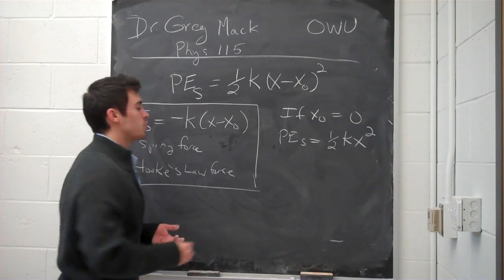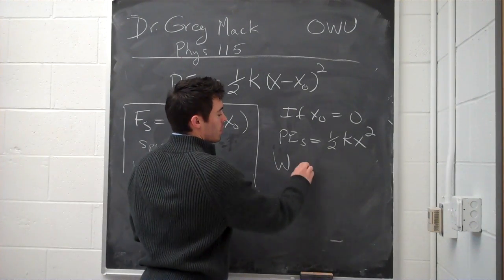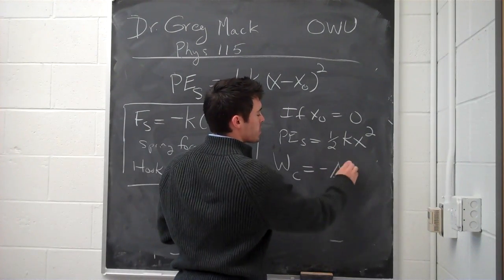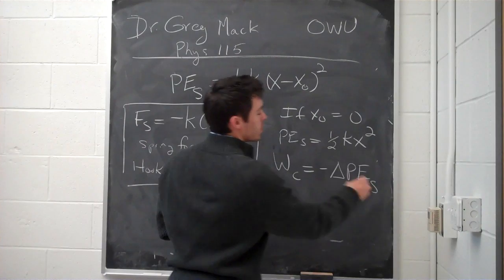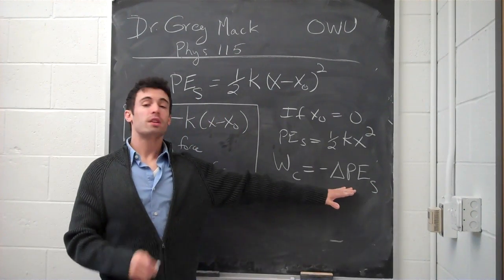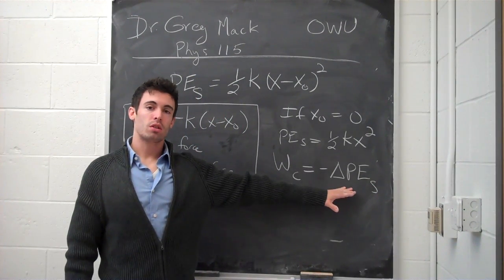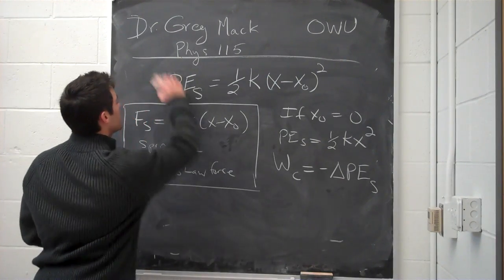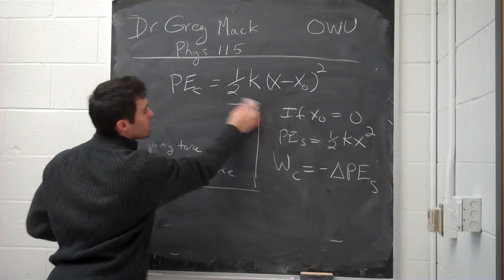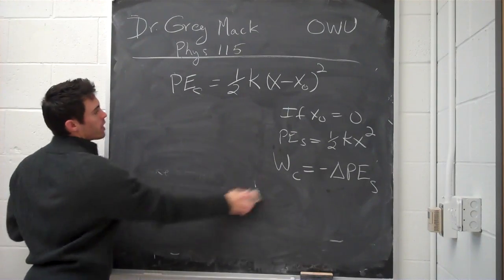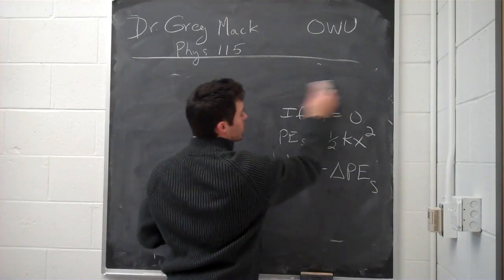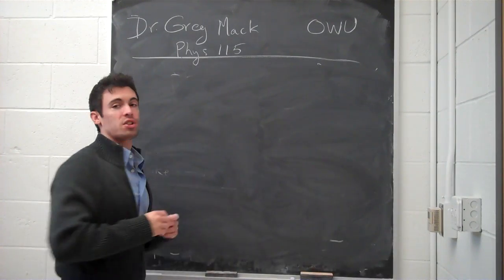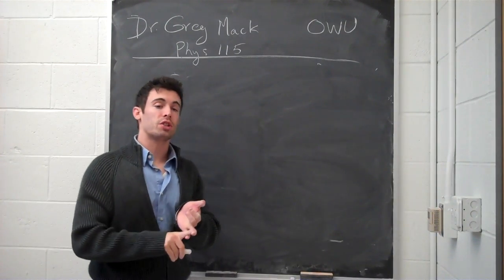It turns out, just like with gravity, that the conservative work done by the spring force is equal to negative the change in potential energy of the spring. Which means that we get to rewrite our equation for work and energy to include the situation where springs are involved as well as gravity.